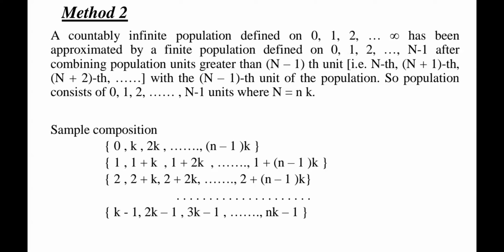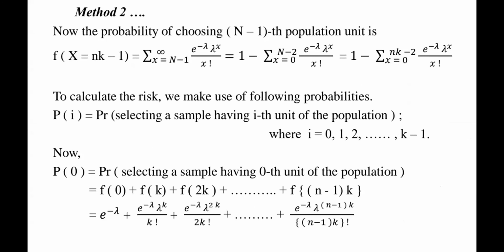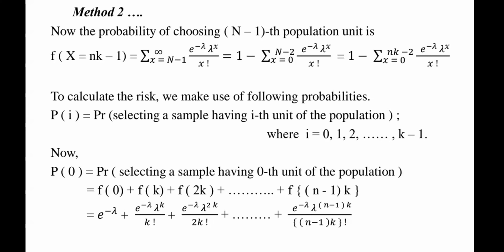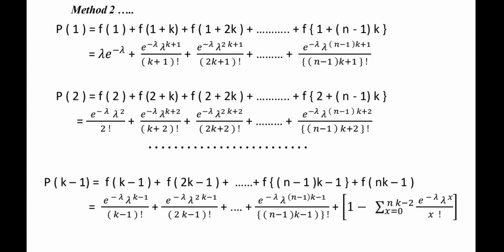In that case, the sample composition should be like this. If 0 is our first unit of the sample, then it is 0, k, 2k, up to n minus 1 into k. If the first unit is 1, it is 1, 1 plus k, 1 plus 2k, and so on. We have calculated the corresponding probabilities for our method 2.